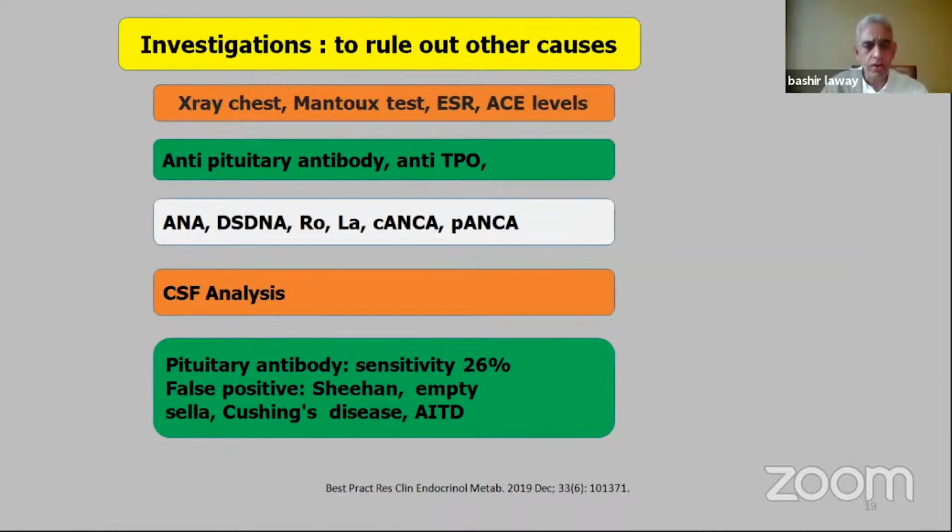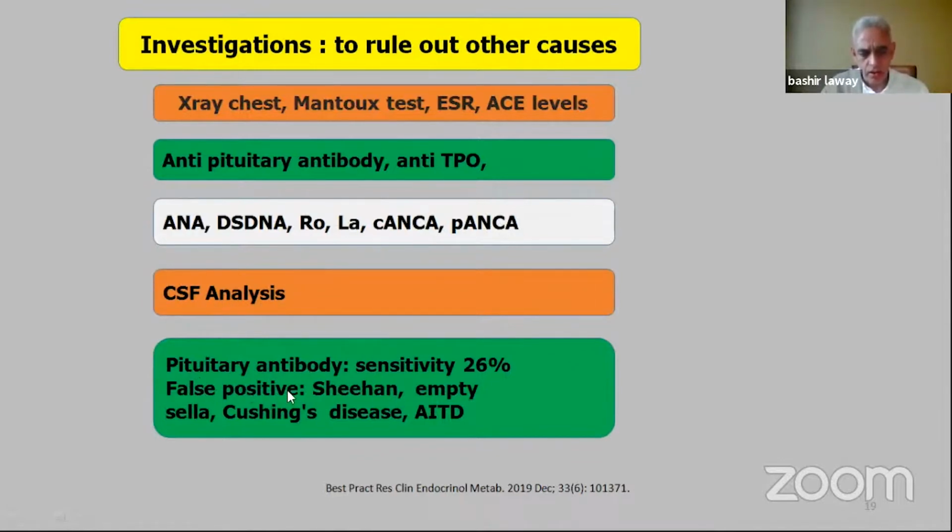Once we have made the diagnosis, we need to rule out the secondary causes. For that, we need to do a chest X-ray, Mantoux test, and ESR to rule out tuberculosis, and ACE to rule out sarcoidosis. Some people do anterior pituitary antibodies, rarely done in clinical practice. Anti-TPO is commonly done to rule out autoimmune thyroid disease. ANA, dsDNA, ANCA and PANCA to rule out collagen vascular diseases. CSF analysis is sometimes required.